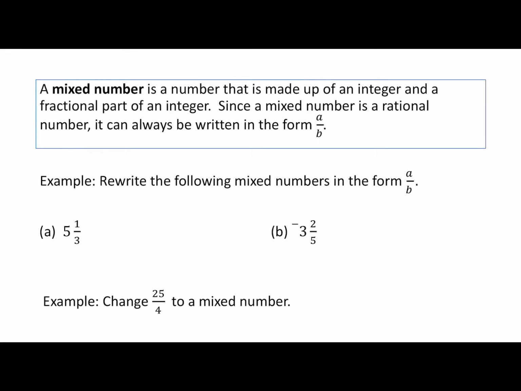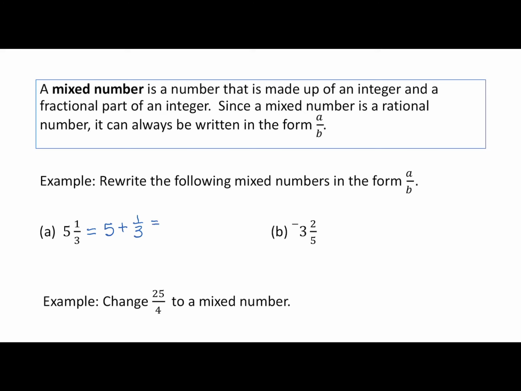Okay, mixed numbers. A mixed number is a number that's made up of an integer and a fractional part of an integer. So mixed numbers are rational numbers, so we can always rewrite a mixed number in the form a over b. That's what we want to try here. So 5 1/3 is what we say. What this really means is 5 plus 1/3.